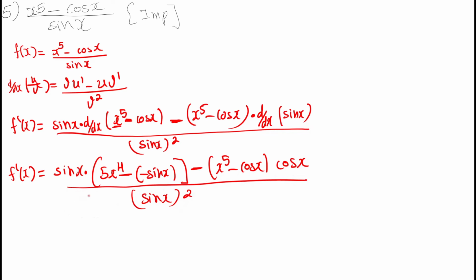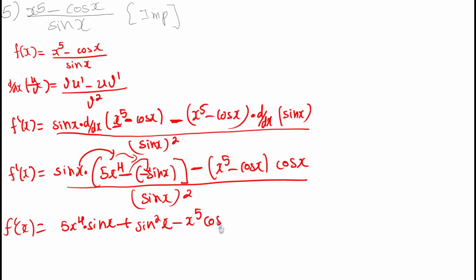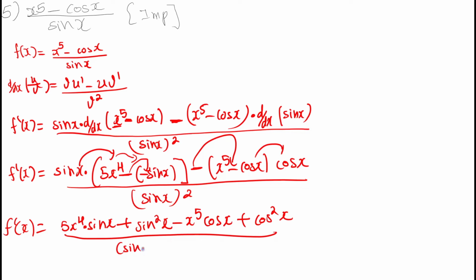In the next step, see, I am simplifying one step. f dash of x is equal to, multiplying sin x to the first term, you will get 5x to the power 4 into sin x, then see this minus into minus is plus sin x into sin x, right? Sin x into sin x is equal to sin square x. Then minus into plus is minus x to the power 5 into cos x, minus into minus is plus cos x into cos x is cos square x, divided by sin x whole square.